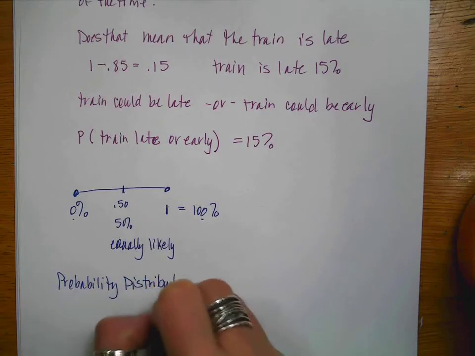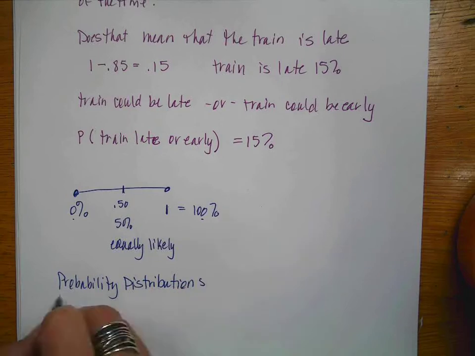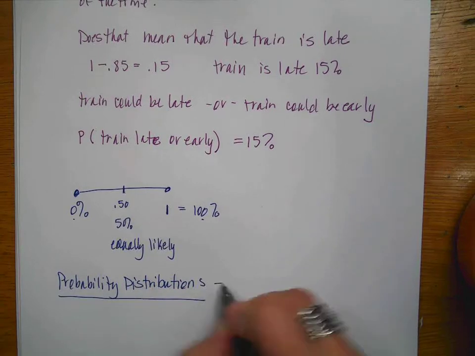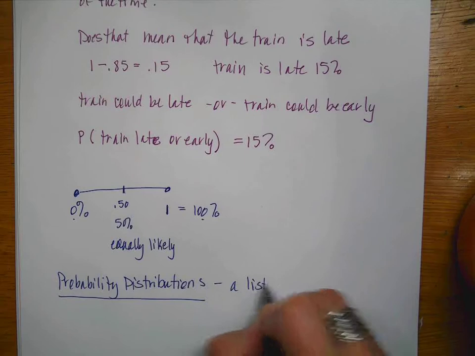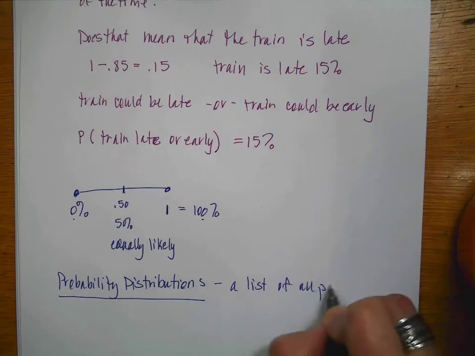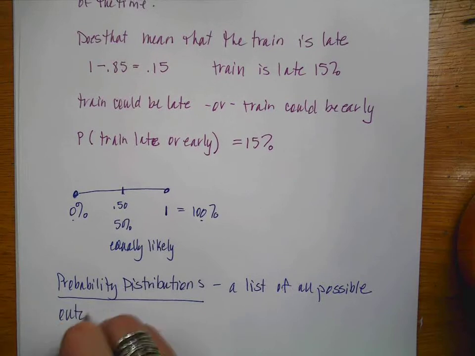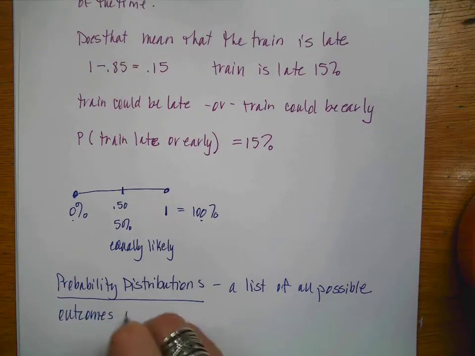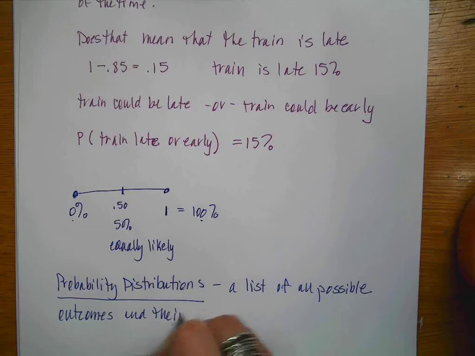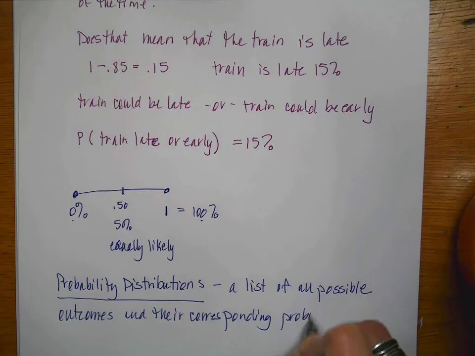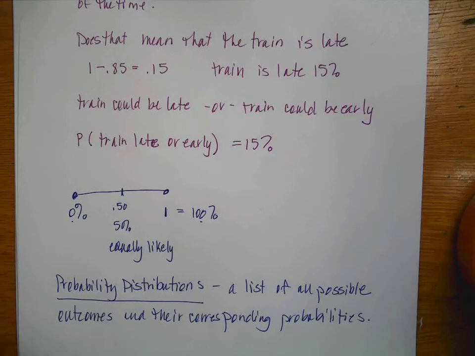So when we talk about probability distributions, very similar to our frequency distribution, it is a list of all possible outcomes and their corresponding probabilities. Whew, lots of words. Alrighty.